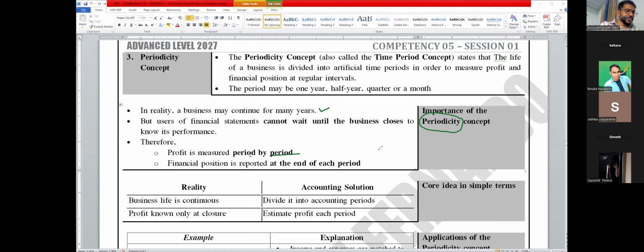And financial position is reported at the end of every period. This is why the periodicity concept is important to a business. I told you it is divided into artificial time periods. Foreseeable future is divided into artificial time periods. Got it? Okay, great.